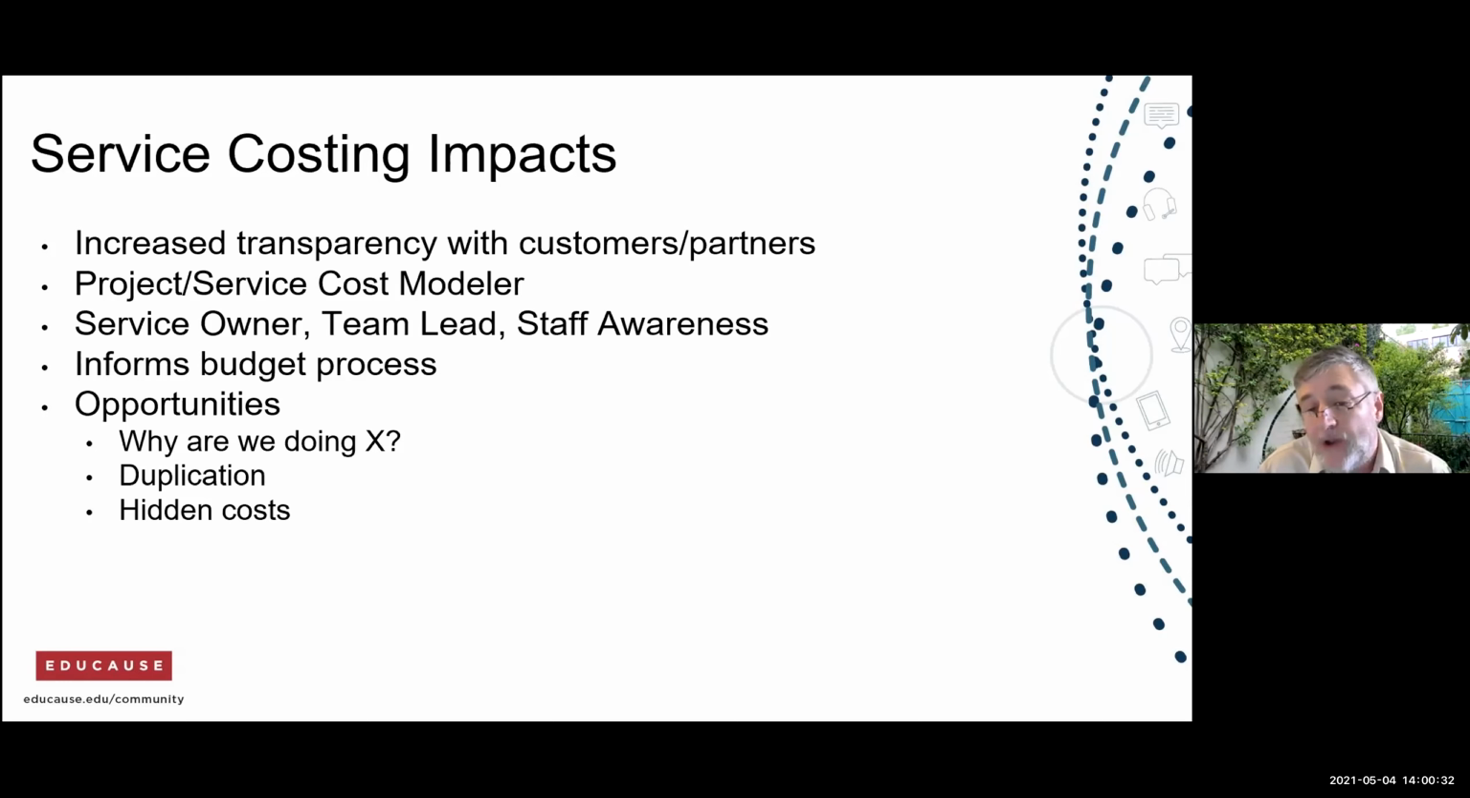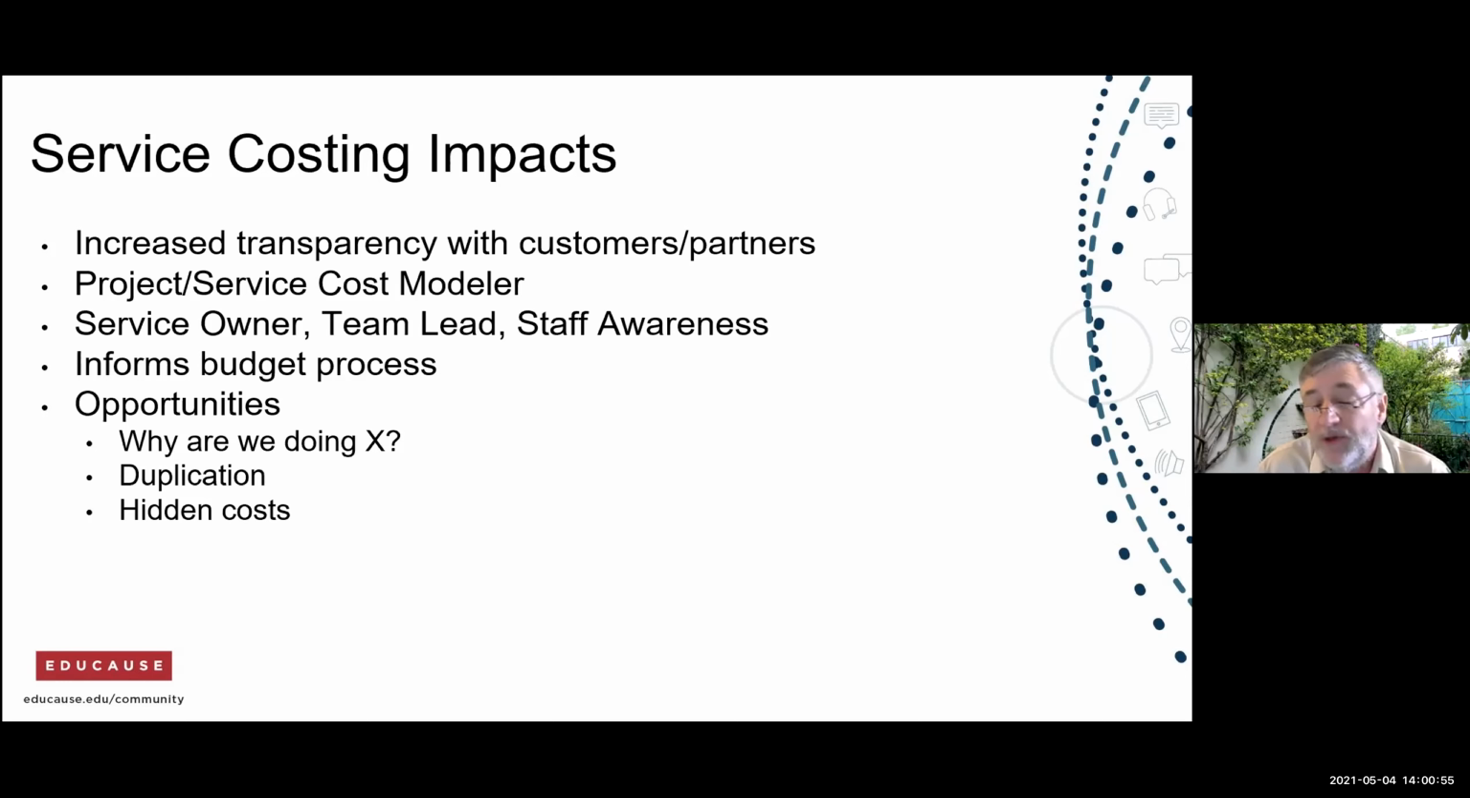The modeler also allows us to educate customers about what new services and projects really cost, why the sticker price from vendors doesn't represent full cost in detail. Service costing has had significant impact on IT service owners, leadership, and teams. It shows how interdependent we are on each other's services, promotes a general sense of teamwork and accountability.